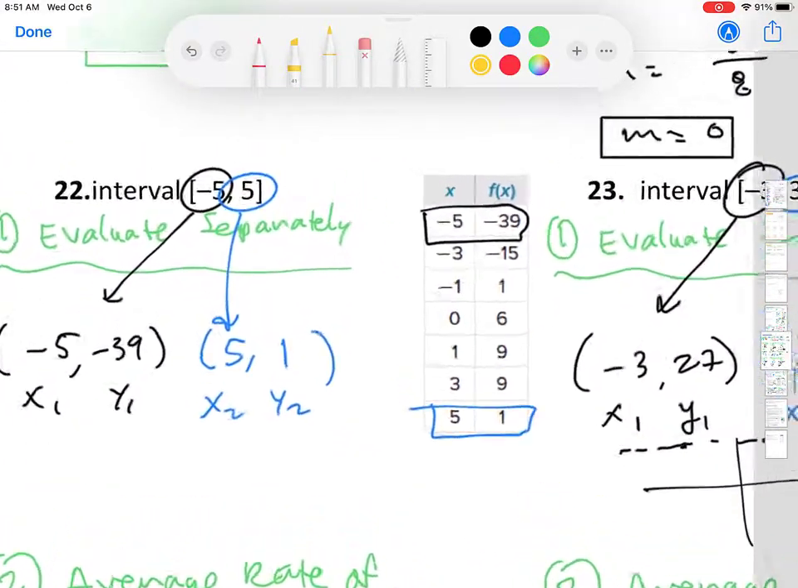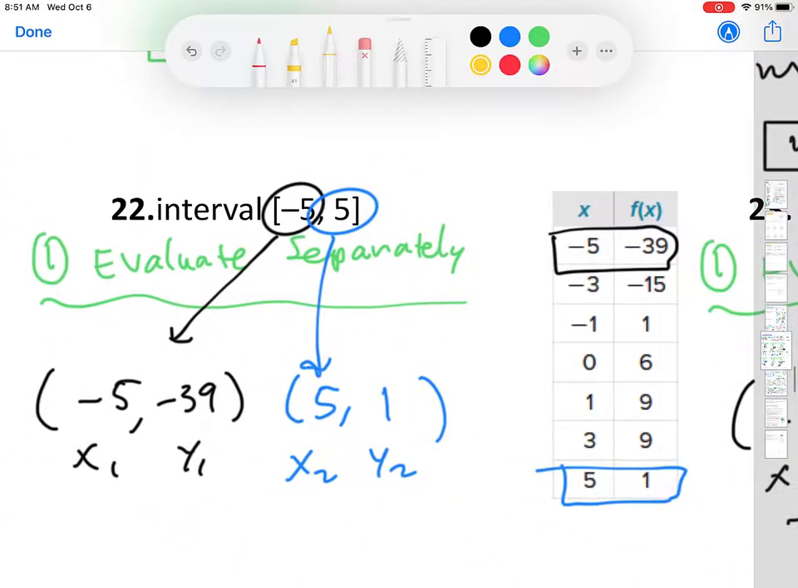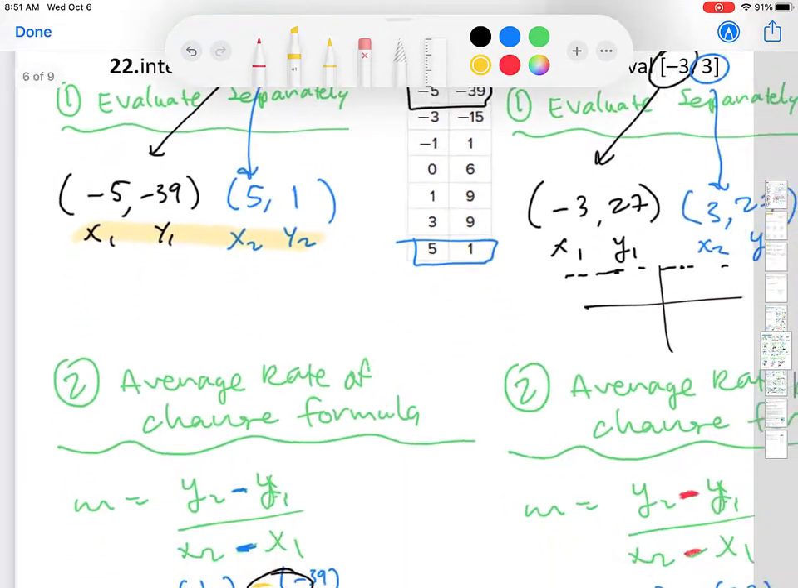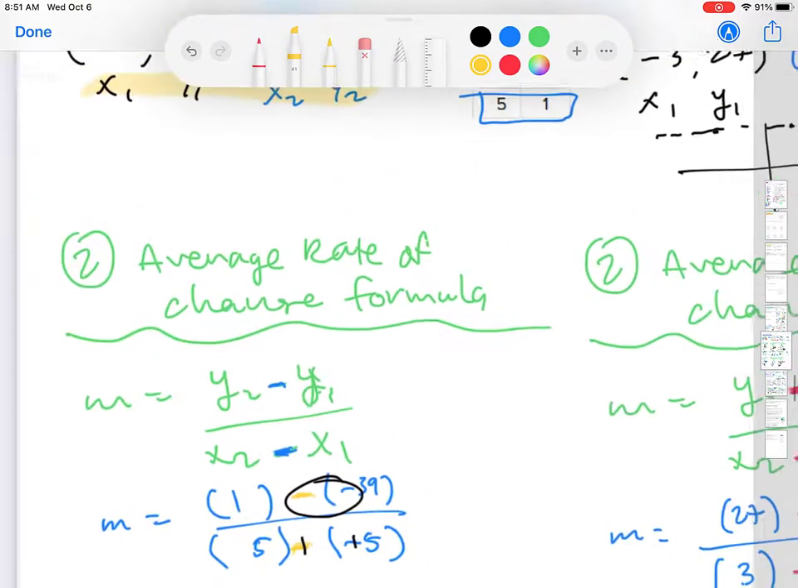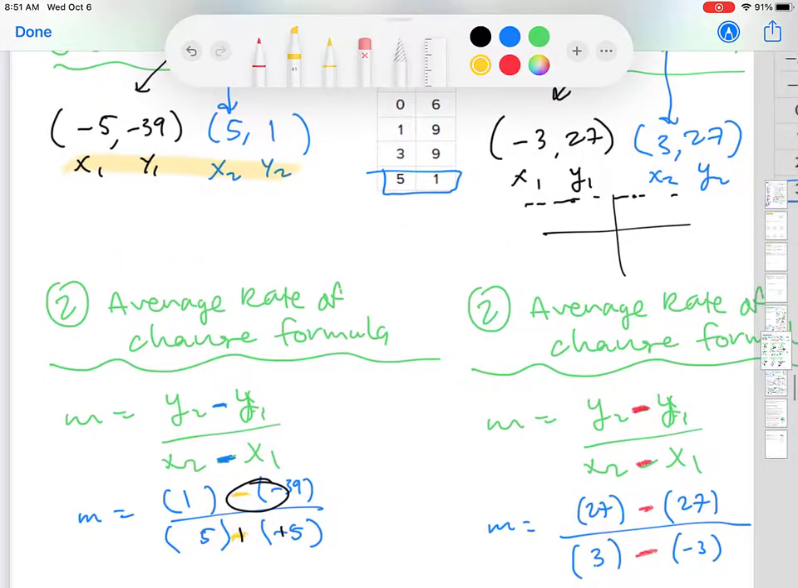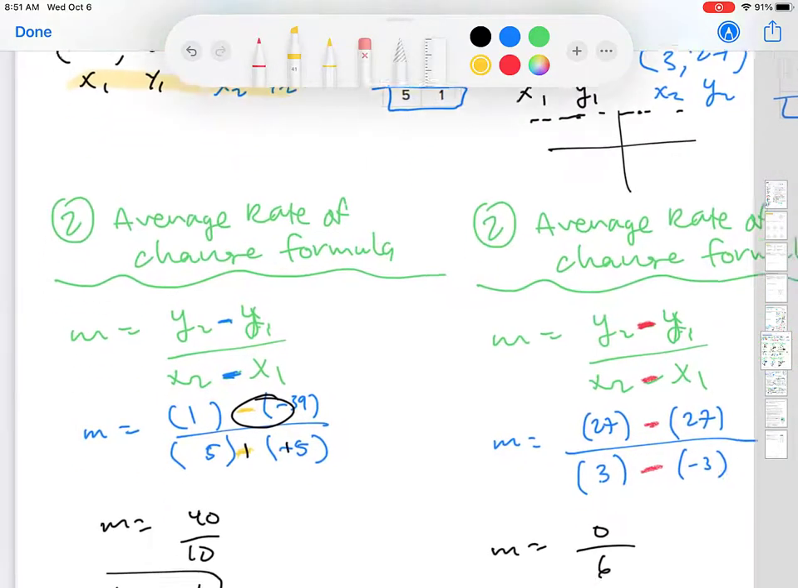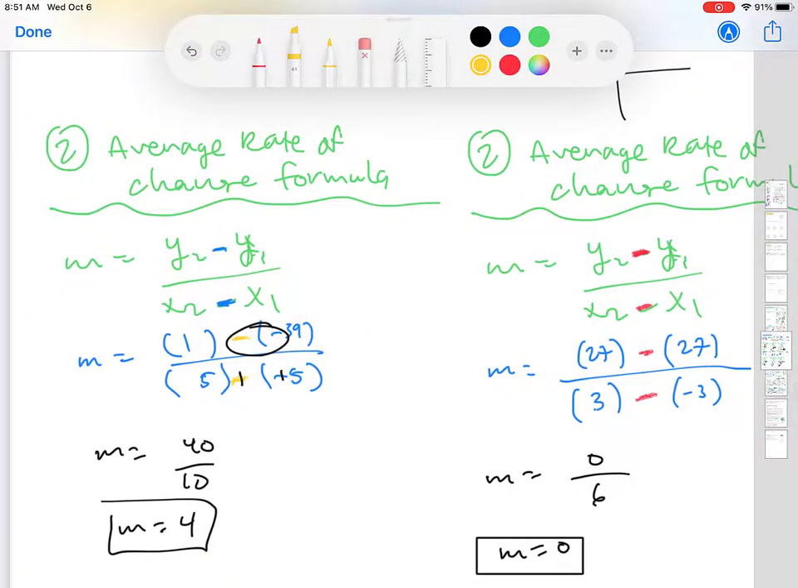Question number 22, same thing, separate them, get your 2 order pairs. Look at your table of values for your 2 values. In black, that will be negative 39. Blue would be 1, 5, 1. Make sure you label your order pairs x1, y1, x2, y2. Write down your formula, substitute in there, and simplify. Hopefully the change of colors is helpful, and you should do that in your work too if that helps you. You get a slope of 4.